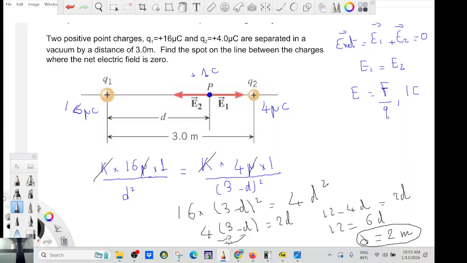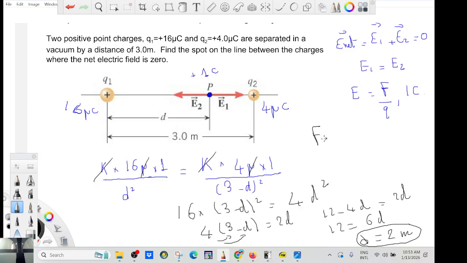Any question? Can you explain why you made it at that specific point? Why was it 1 Coulomb? No, because by definition, the electric field is the force on 1 Coulomb.